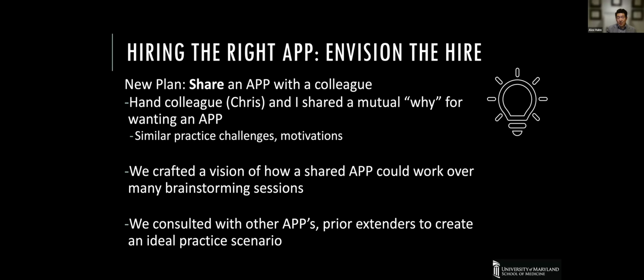Fortunately, my partner Chris Langhammer, I went to him and presented the idea, and it turns out we shared a mutual why for why we wanted an APP. We had similar practice challenges and motivations. So over a bunch of brainstorming sessions, we crafted a vision of how a shared APP could work.